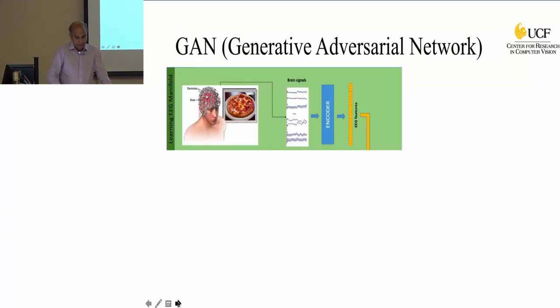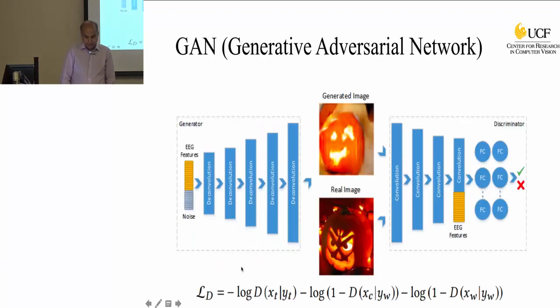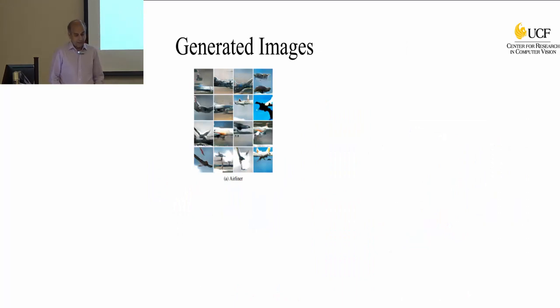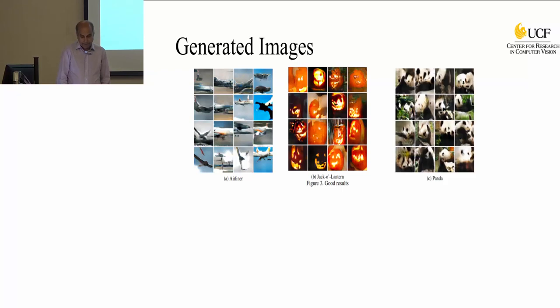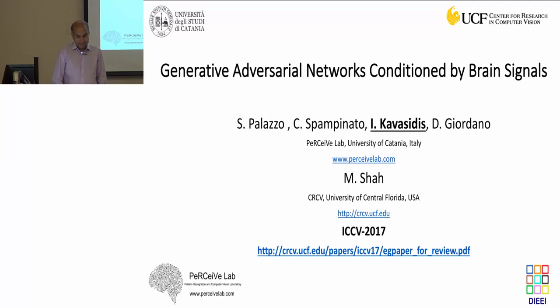Okay, so as I said, we have a GAN model, so we get this encoding, and this is the generator and discriminator, and these are details. I'm going to skip that. So we can generate images like this. These are the airliner, this is the pumpkin, and so on. These have some problems, but still these are generated from the EEG signal, which is pretty impressive. This paper was in ICCV and is available there.